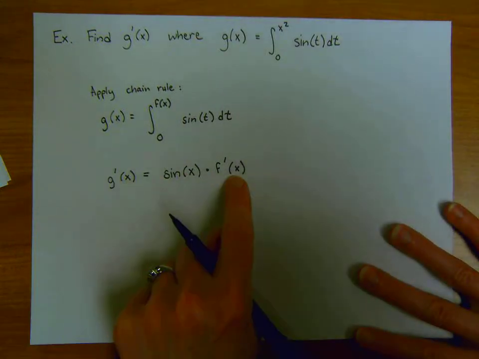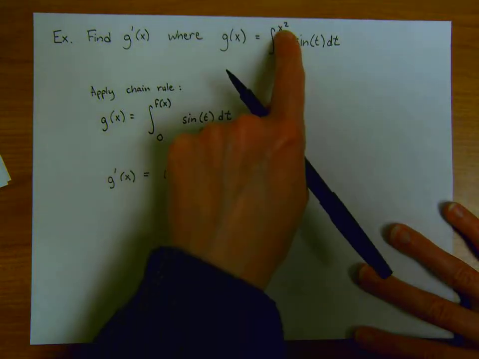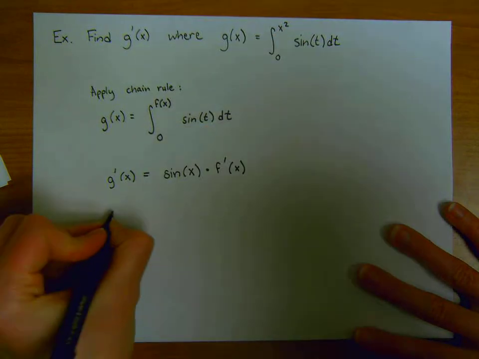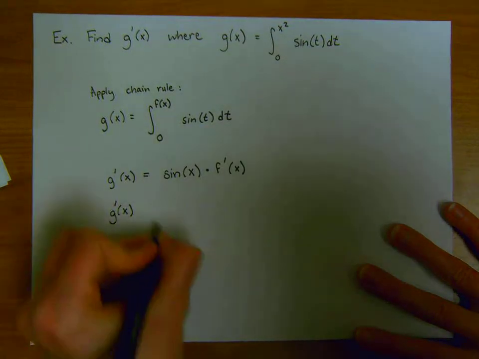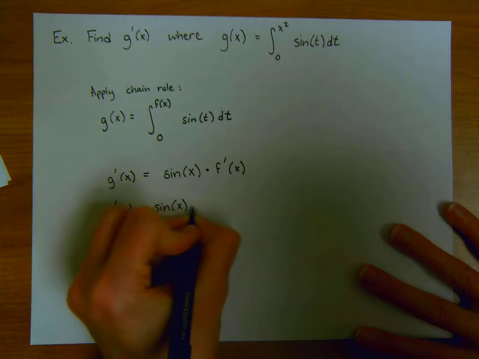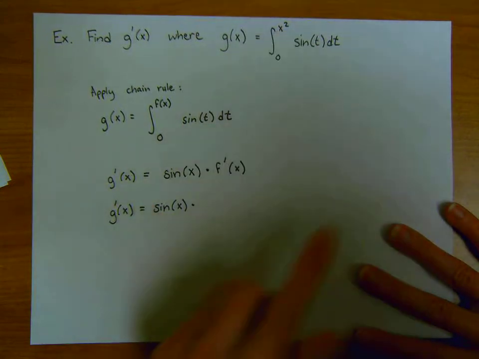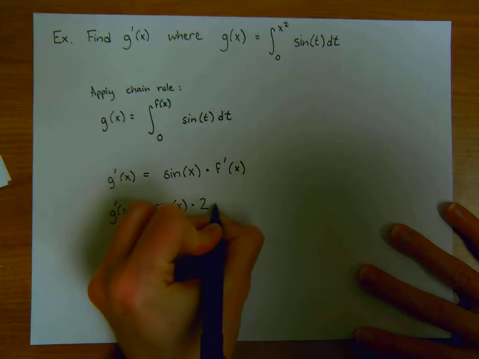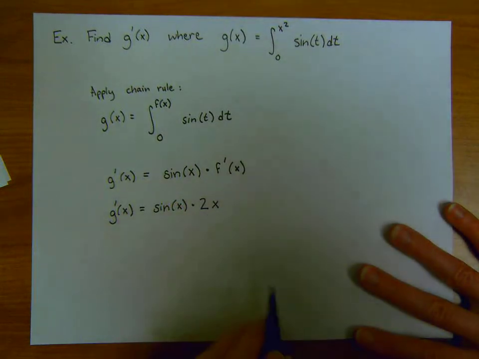And in this situation, because our inner function was equal to x squared, g prime of x is going to be the sine of x squared times the derivative of that upper function, and the derivative of x squared is 2x.